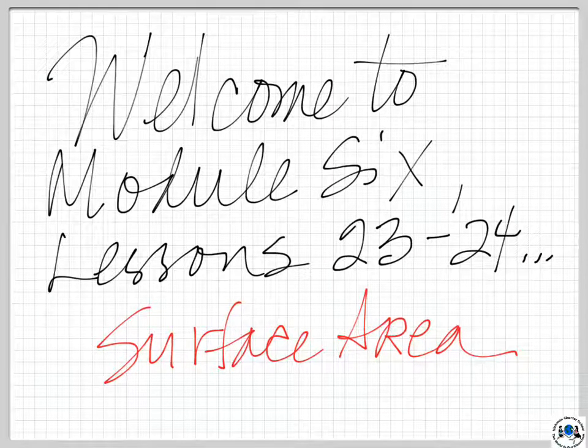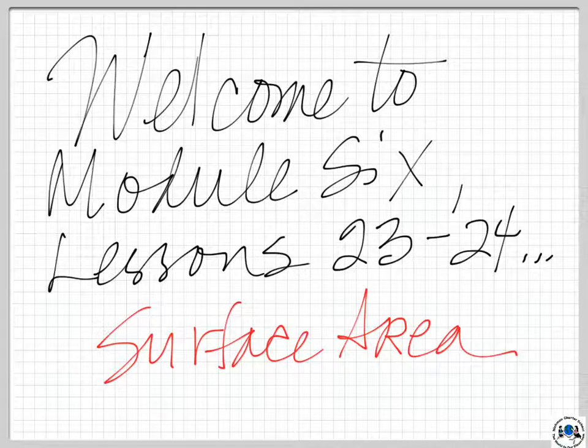We shall see. This could be a long lesson. I was trying to combine these two, lesson 23 and 24, because they both deal with surface area. And I have some idea that if I combine lessons, all of this will go so much faster, but I'm not sure that will be the case. Anywho, let's stop my blabbing and we'll get going.